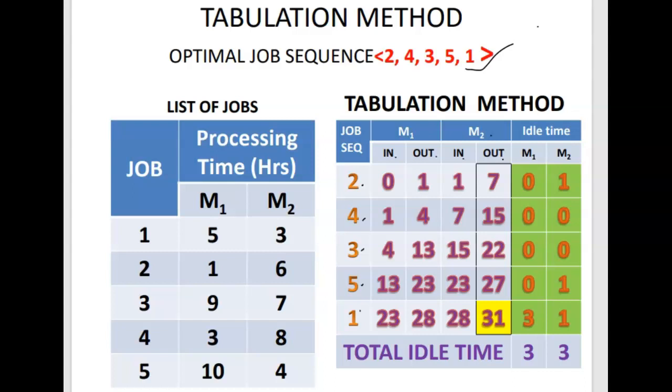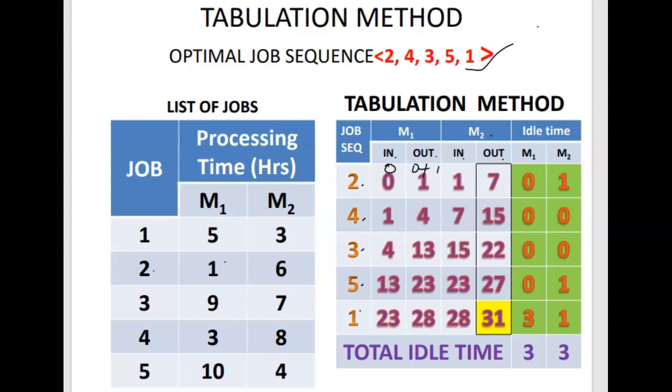Now, job 2, which is the first job in our sequence, will come in at what? At time 0. How many hours is it going to spend in the machine? 1 hour. So that means it's going to be out at 0 plus 1, in 1 hour's time. That is the out time in machine 1 for job 2.